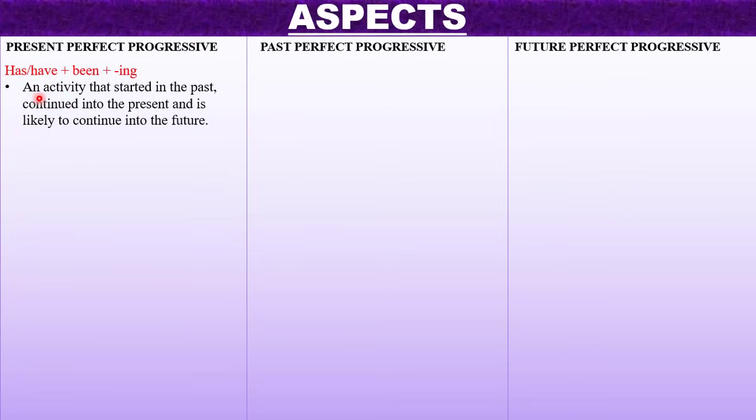This is used to express an activity that started in the past, continued into the present time, and is even likely to continue into the future time. So what is the verb form that is used? Here is the structure. You will need has or have depending on your subject, and then been, and then the ing form of the verb. Remember that whenever you have more than one verb in a sentence, the first one is the one that shows tense. Therefore, has or have makes this present because has or have will be in the present tense.